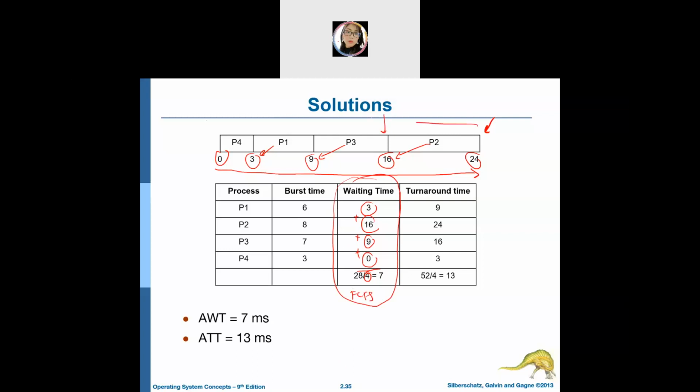After that, you are going to do the turnaround time. Here, for the turnaround, your P2 will be 24, your P3 will be 16, your P1 will be 9, and P4 will be 3. So P4 3, P1 9, P3 16, and P2 is 24. Again, similar, you add together and average with how many processes you have? 4. So you divide by 4. Then this will be your average waiting time. This is the average turnaround time.